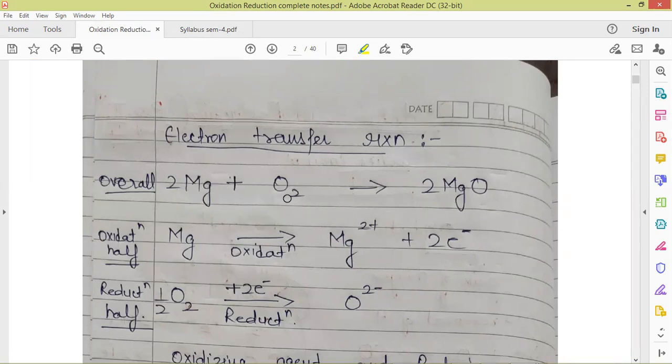Here is an example. This is an overall reaction for the combination of magnesium and oxygen. It is getting converted to 2 moles of magnesium oxide. So here, if we separate this reaction into 2 halves, magnesium has 0 valency and is getting converted to Mg2+. So it is losing 2 electrons. That means it is undergoing oxidation. So this is the oxidation half of this overall reaction.